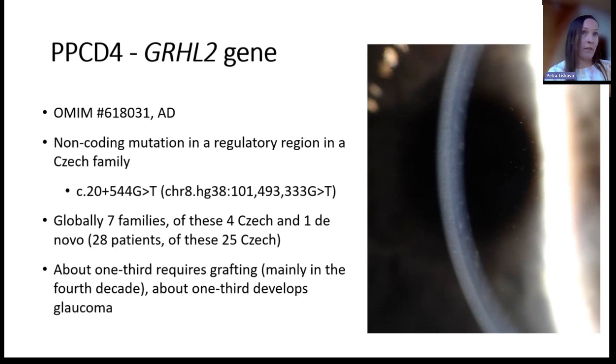Currently, I'm aware of only 28 patients, 5 of whom are of Czech origin. In this dystrophy, we don't have such a huge cohort of patients, so it's difficult to compare the clinical changes, but we've noticed that about 1/3 of our cases required grafting and about 1/3 develop secondary glaucoma.